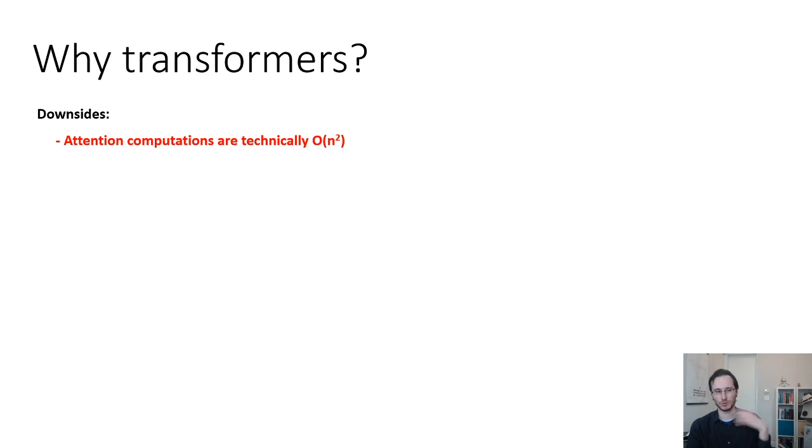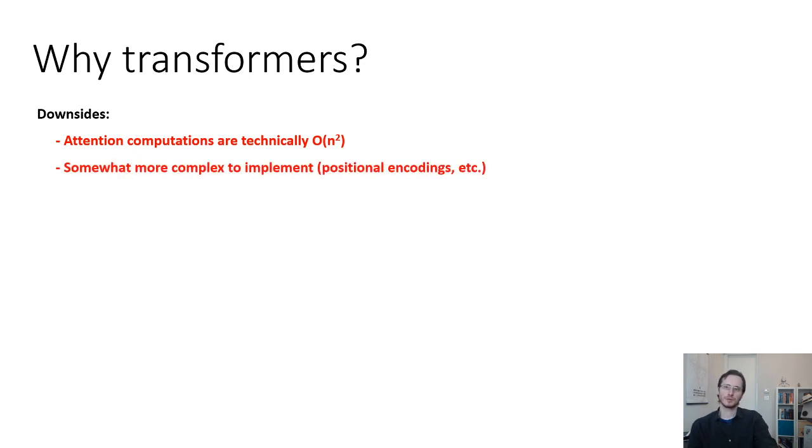Or put another way, there's a quadratic part with a small coefficient, and there's also a linear part with a similar or slightly smaller coefficient. They're also somewhat more complex to implement and involve a variety of seemingly weird decisions like positional encodings, which can make them a little tricky to work with. And it can take a fair bit of hyperparameter tuning to get transformers to train well.